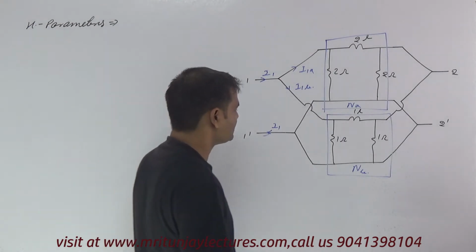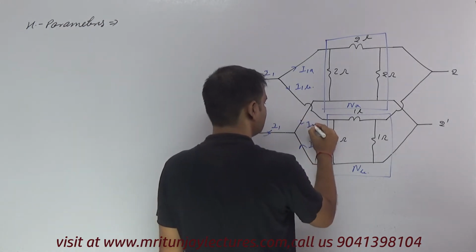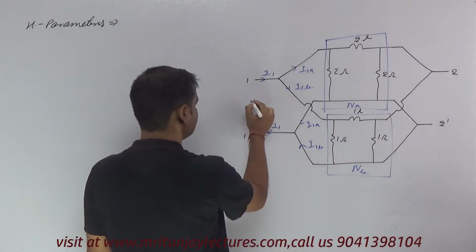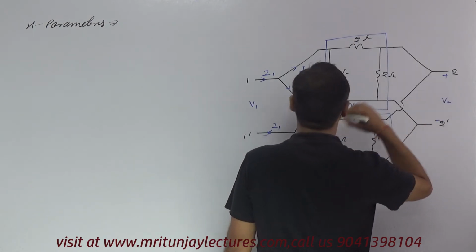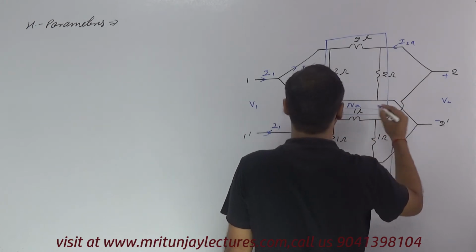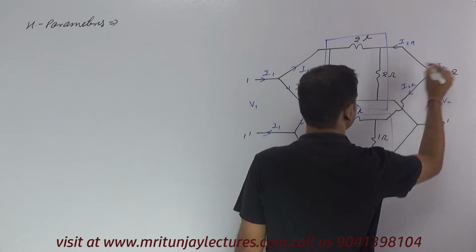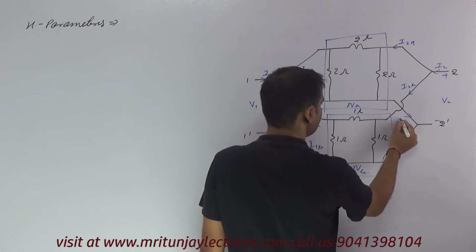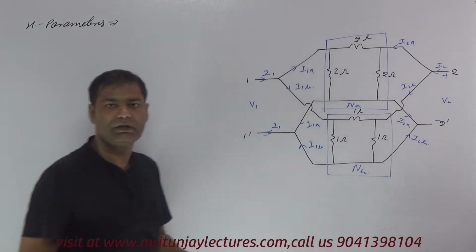Now corresponding to here, that is I1B, and here I1A. This voltage is V1 and this voltage corresponds to V2. Same thing, that is I2A and here I2B, if this is I2. Now after that, here I2A and here I2B. Clear?